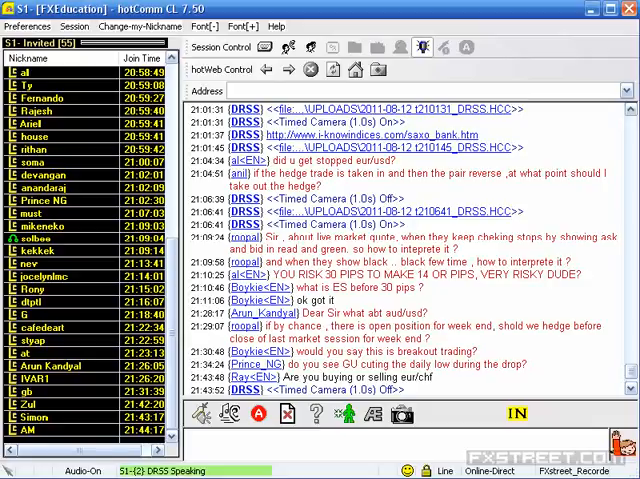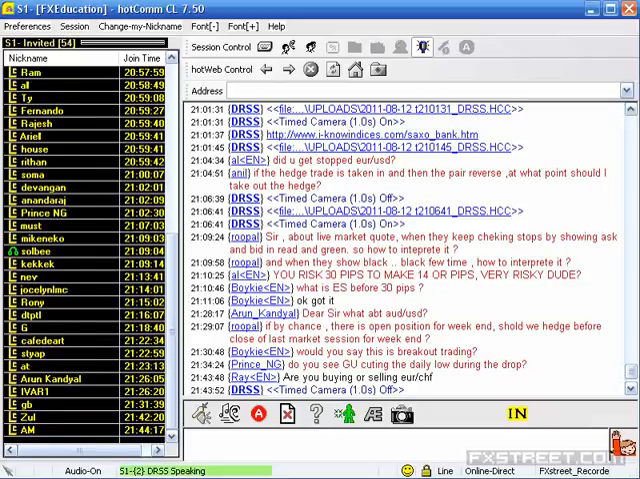Then Anil asks, if the hedge trade is taken and then the pair reverses, at what point do I take out the hedge? This I explained in my trading system. When the position is hedged, we watch for 10 to 30 minutes. Immediately we will not close the hedge. We wait a minimum of 10 minutes. And if you have practiced the hedging strategy effectively, then within 10 minutes you will be able to handle the hedging effectively.